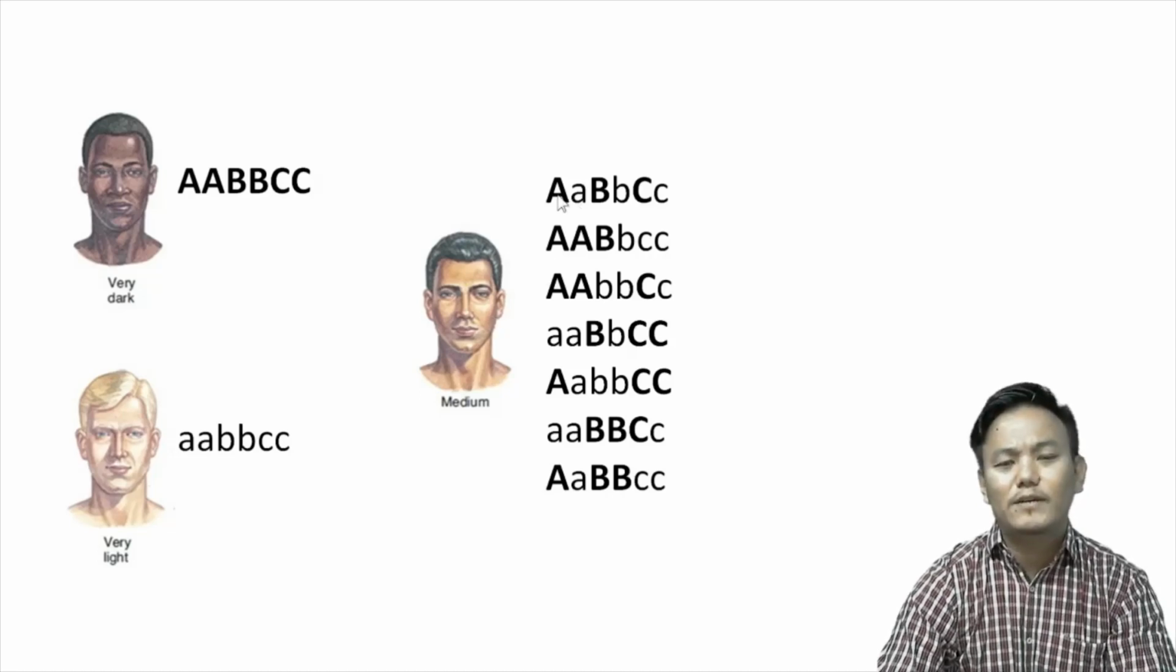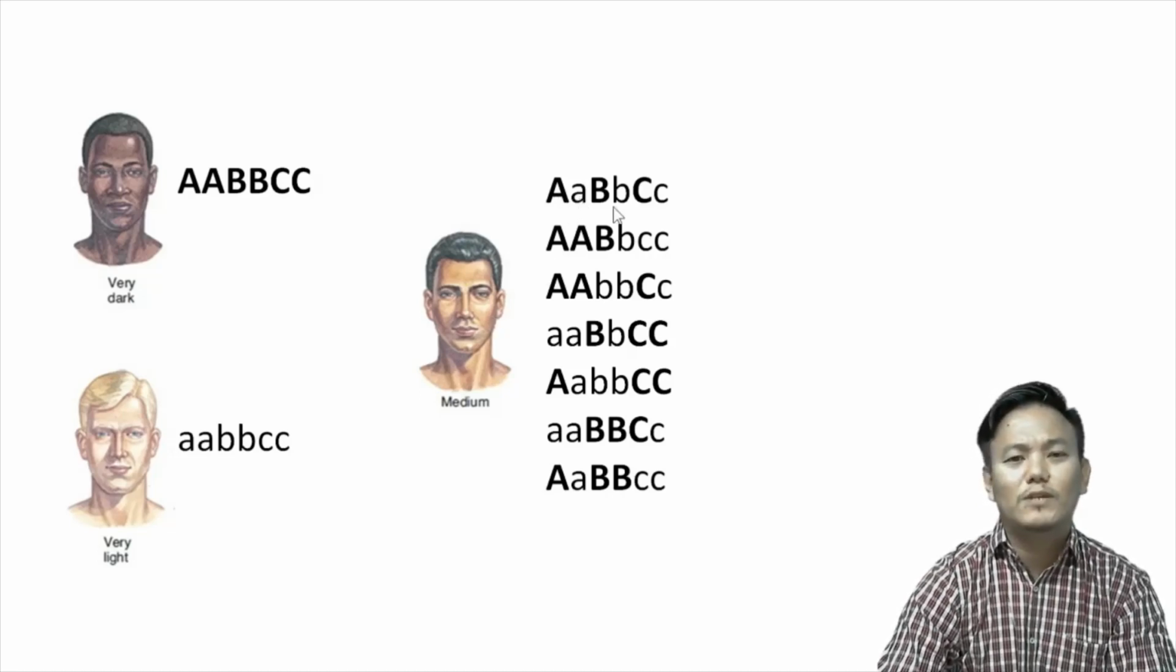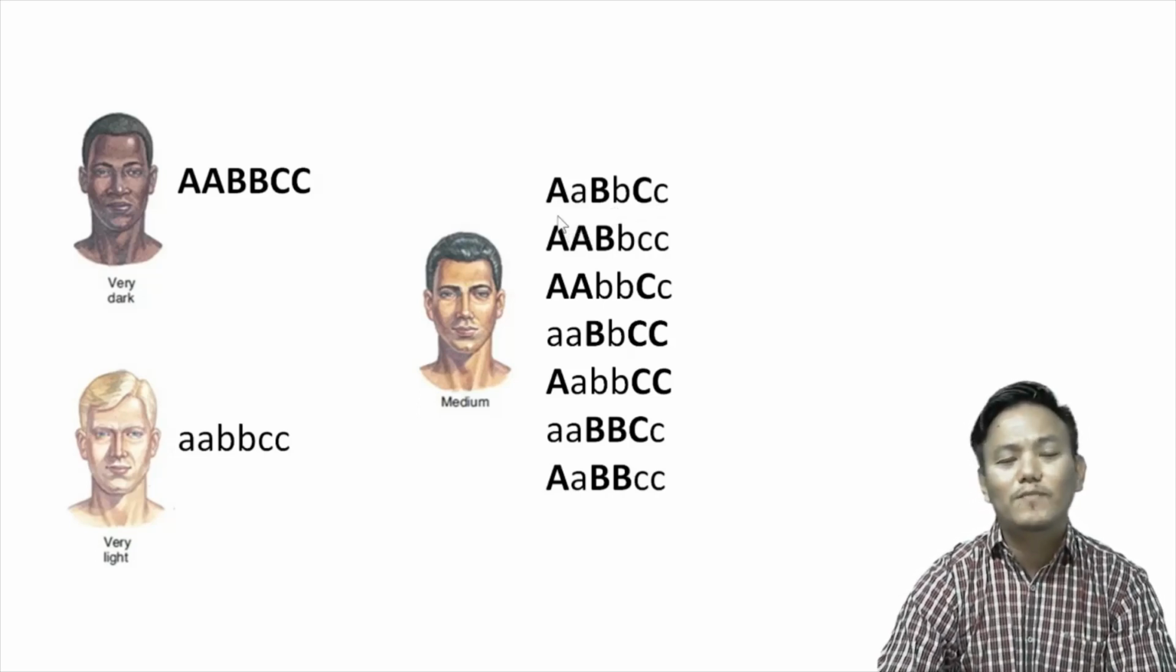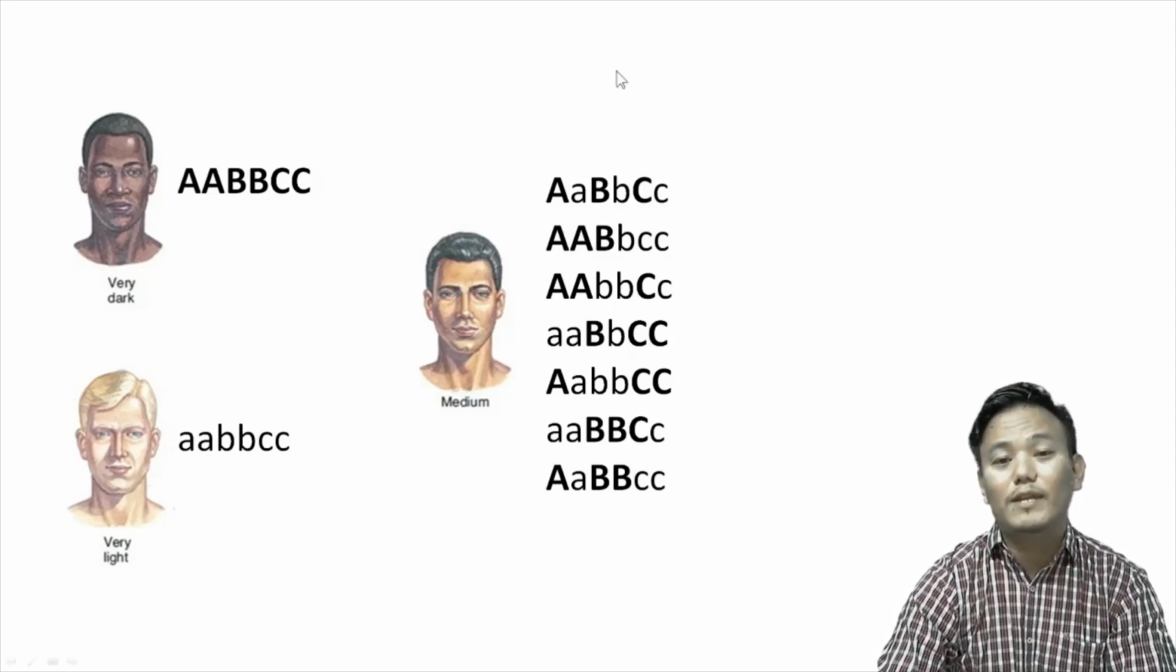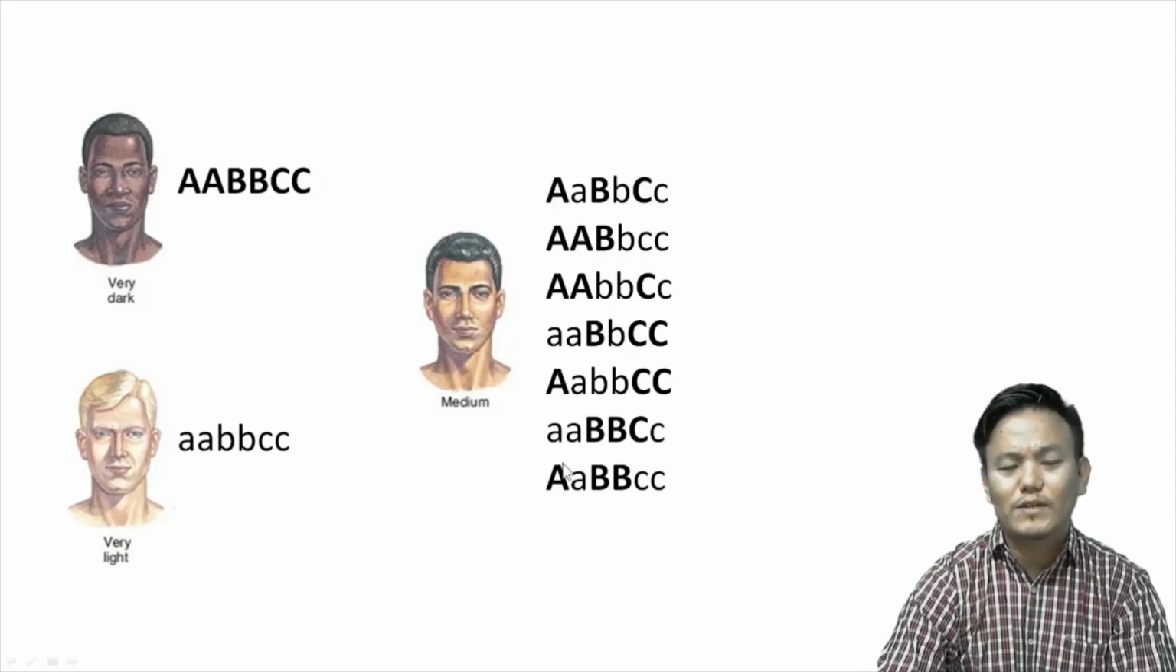It doesn't matter whether 2 A's are dominant or 2 B's are dominant or 2 C's are dominant. It's not necessary, right? The only necessity is that among the 6, the person should have 3 dominant alleles. And if the person has 3 dominant alleles, his skin color will be medium. So what we understand is that the effect of these alleles is quantitative in nature, right? It is additive in nature. The number of dominant alleles determines the skin shade. Since this person has 3 dominant alleles, he will have medium skin coloration.